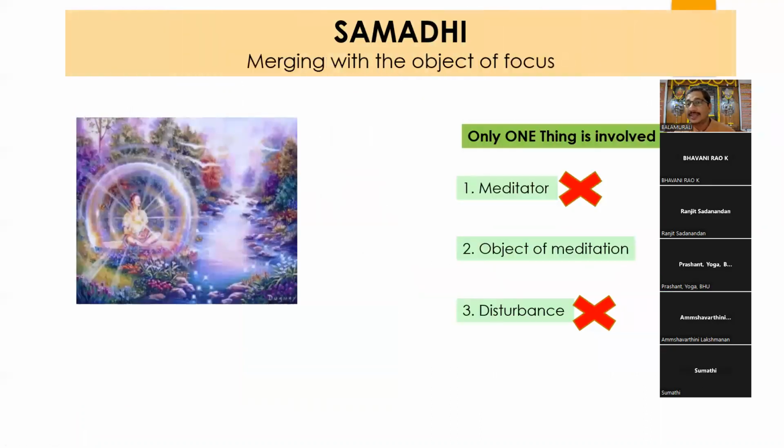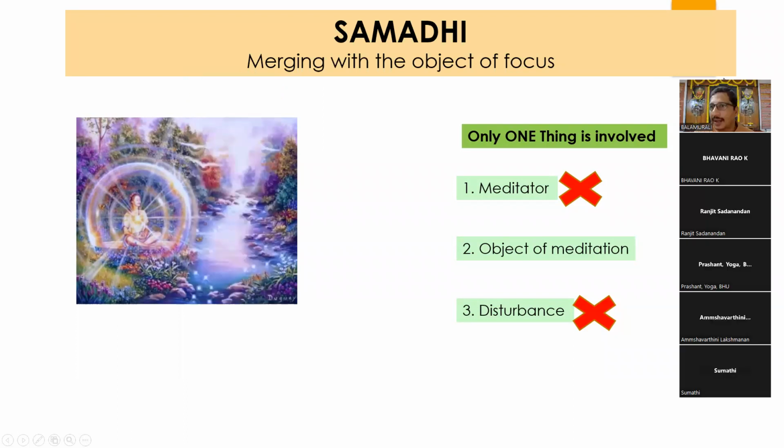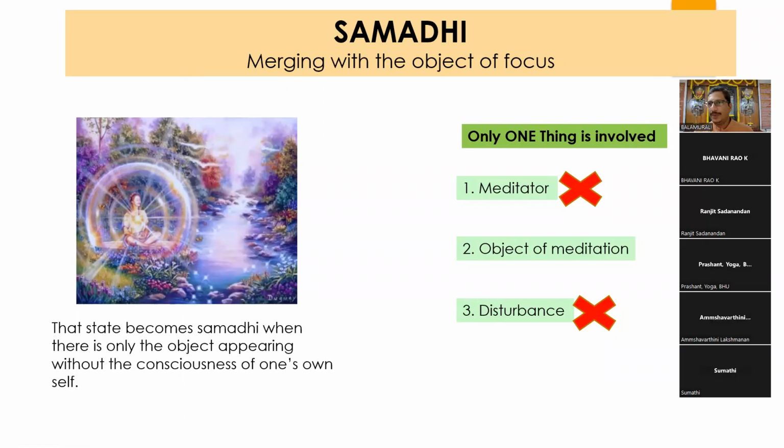The last thing is Samadhi. In Samadhi, who is not there? The disturbance is not there, we have seen. Now the meditator is also absent. Only the object of meditation is here. This is called Samadhi. You become one.